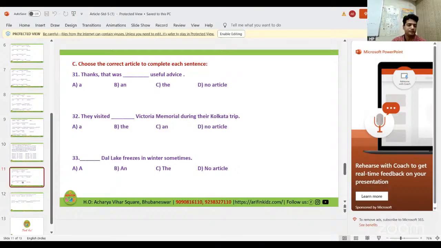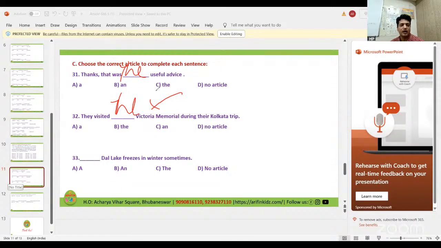Thanks to the useful advice. The person is thanking, so it has to be a specific advice. So, thanks to the useful advice. They visited dash Victoria Memorial during the Kolkata trip. What will be the answer? We're talking about one particular place. They visited the Victoria Memorial during their Kolkata trip.